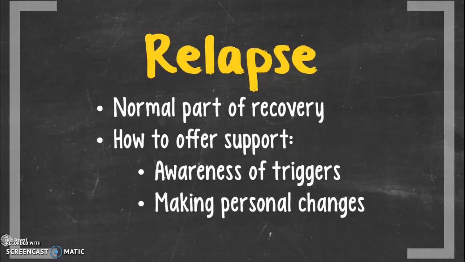As parents, there are a couple of ways you can support your student during relapse. One would be helping them be aware of their triggers. If they know their triggers and you know their triggers, you can work together to try to prevent or minimize those triggers. And then also making personal changes. If you know that a trigger for your student is seeing alcohol, maybe not having wine with your dinner is a sacrifice that you can make for your child in order to prevent relapse.